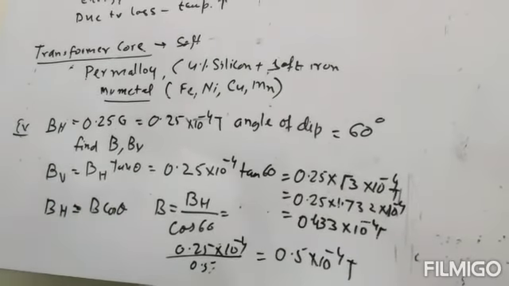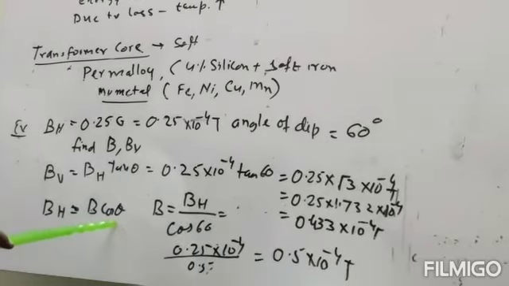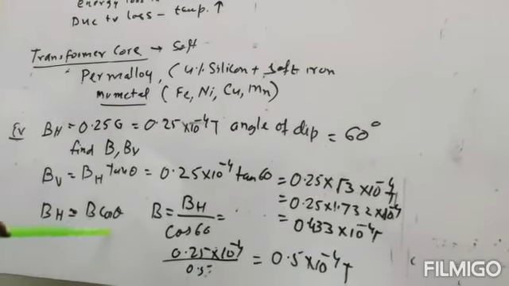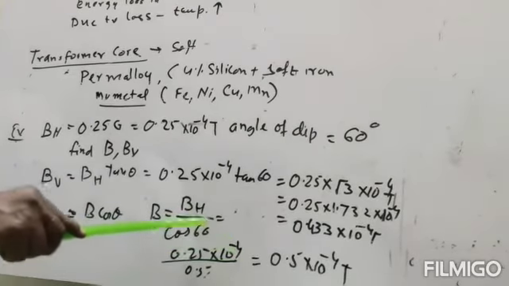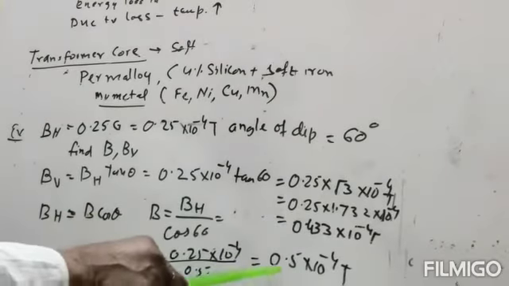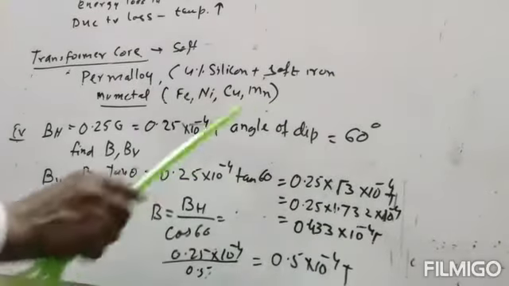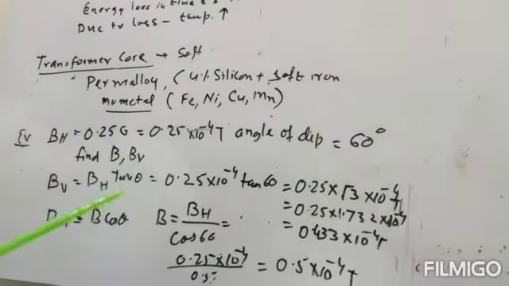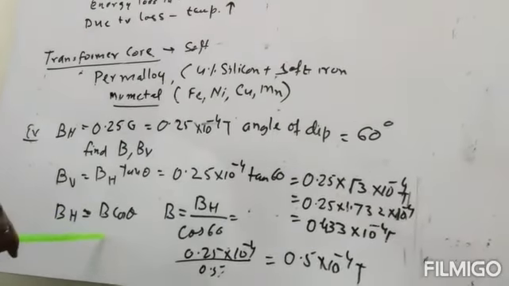Now what will be the total component? We know that the horizontal component BH is equal to B cos theta. So B, the total magnetic field, will be equal to BH divided by cos theta. Putting the value of BH, cos 60 is equal to half, and it will be equal to 0.5 into 10 raised to minus 4 Tesla. In this way, if we know only the value of BH and the dip angle, we can calculate BV and total B.